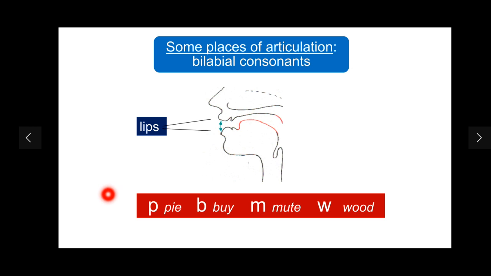We have examples here like p, pie, and b, buy, and m, mute, and w, word. So how many bilabial sounds do we have in English phonology? We have four bilabial sounds in English phonology. One is p, second is b, third is m, and fourth is w. The first two, P and B: P is voiceless and B is voiced. Similarly, M is a voiced sound, and W is also a voiced sound. So we have only one voiceless sound in bilabial, which is P, and the rest three are voiced sounds.